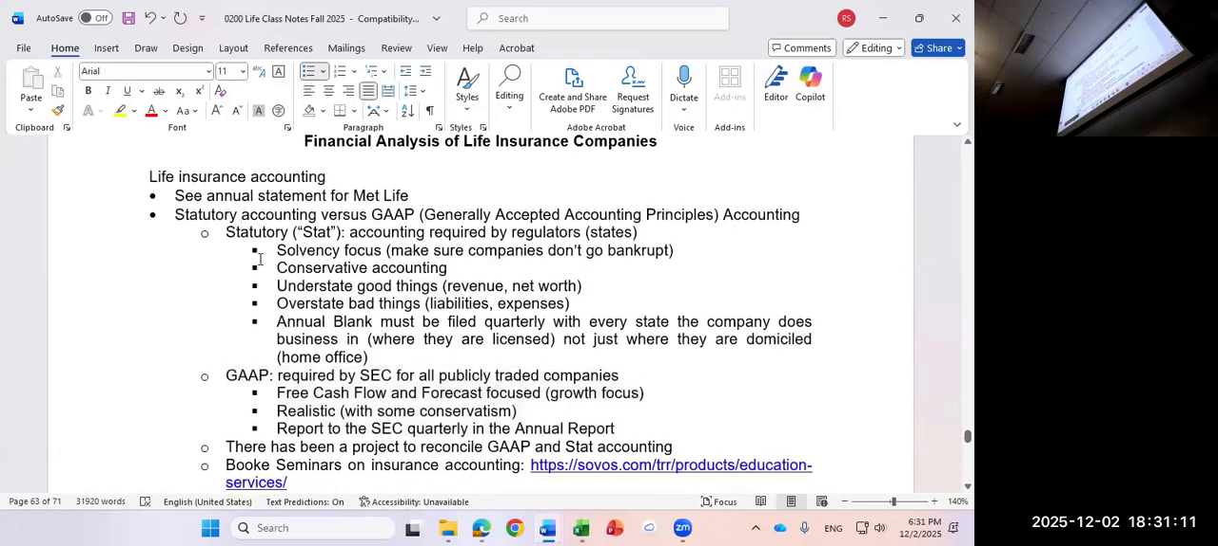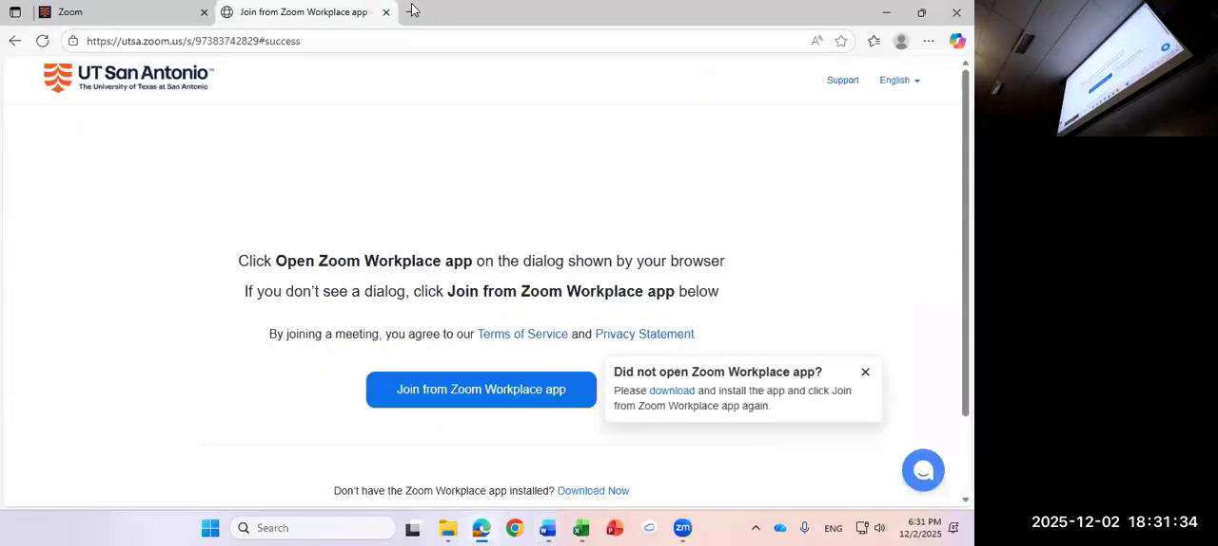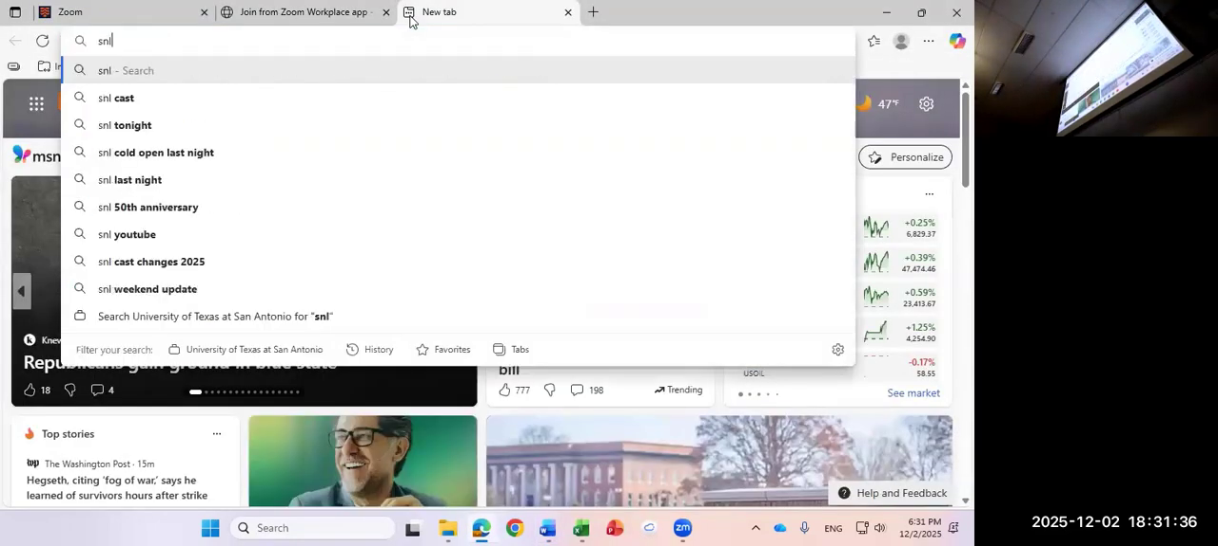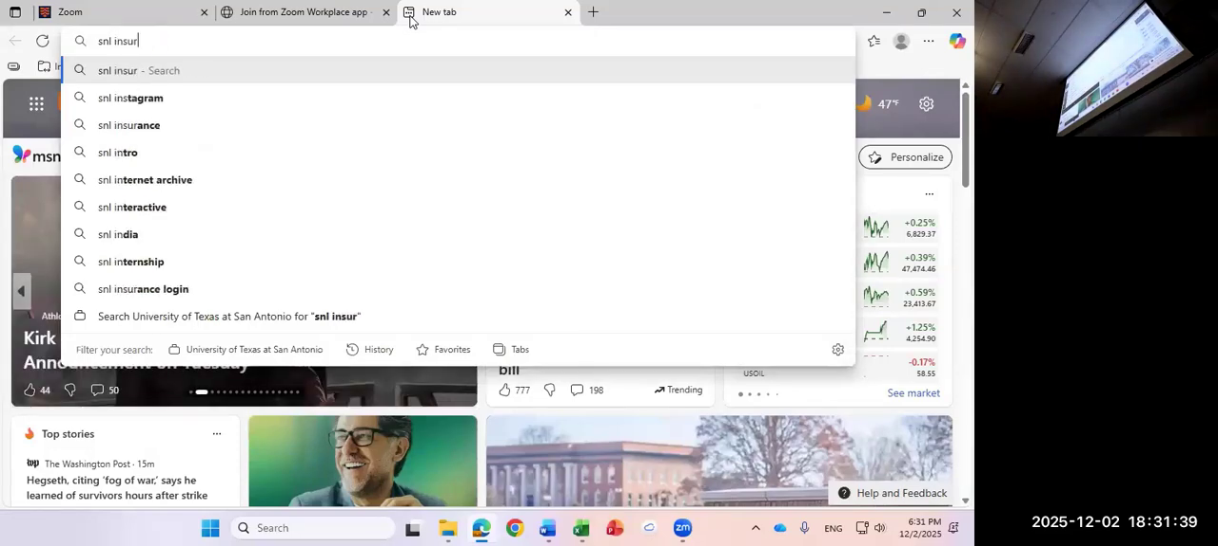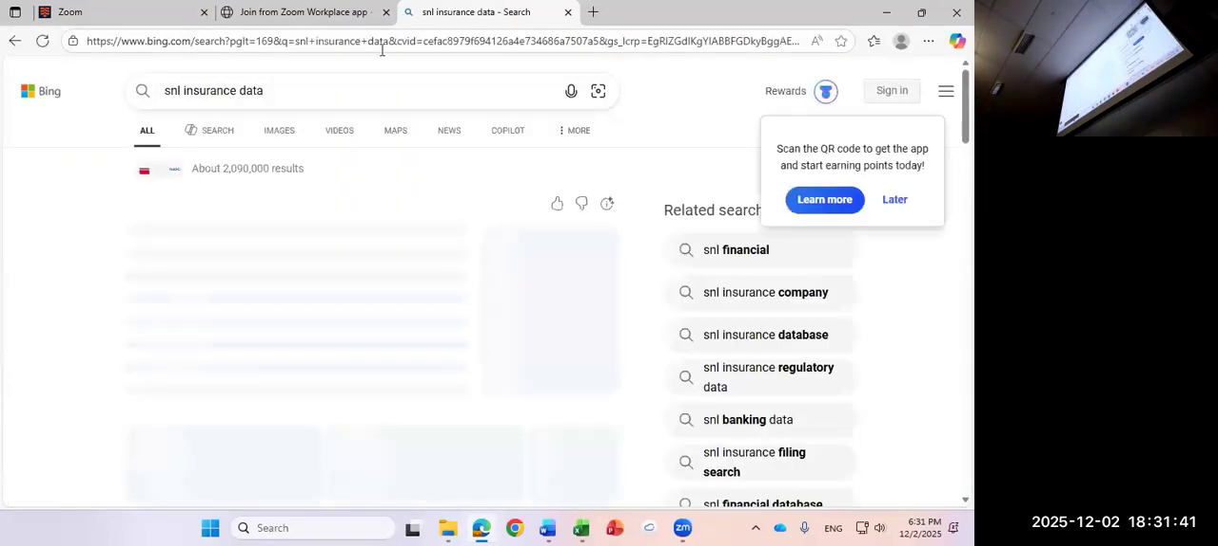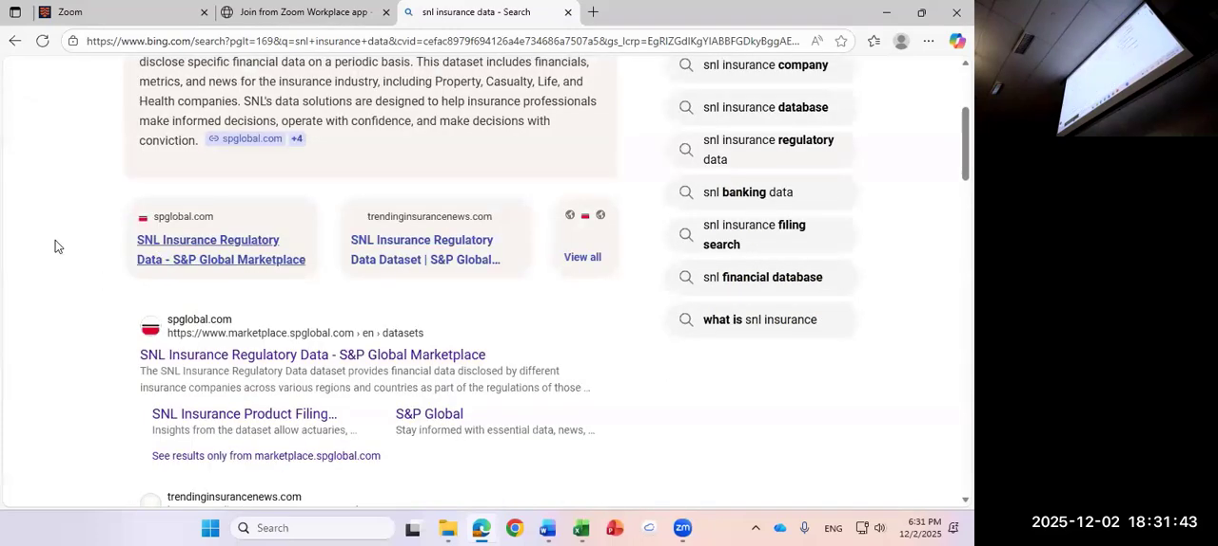I love statutory better than GAAP because it just has so much data. If I showed you Met's financials, it's really, really, really pretty amazing. And now they do have the ability to pull this off electronically. So if you're an actuary or finance person in an insurance company, you really need to go ask not about the TV show, but SNL. You should ask your firm if they have SNL.